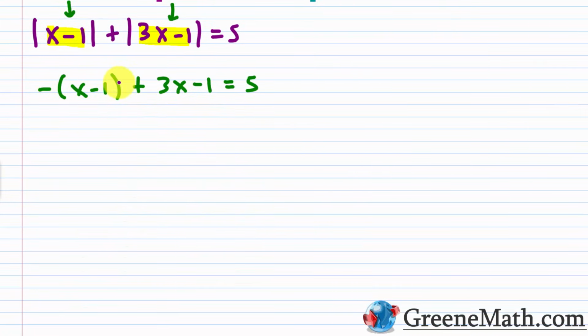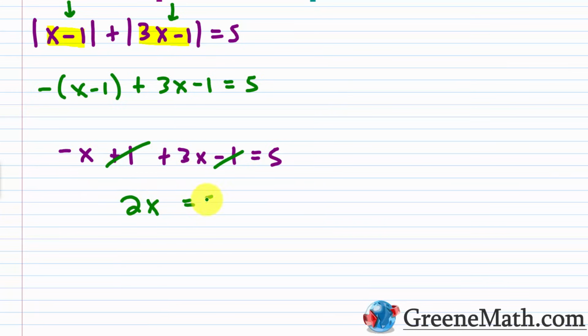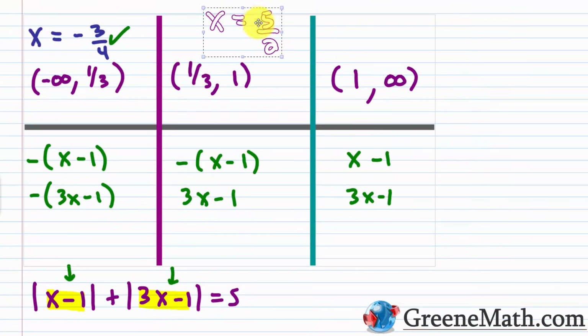So distribute the negative to each part. You have negative x and then plus 1, then plus 3x, and then minus 1 equals 5. We know that 1 minus 1 cancels, that's basically 0. So you'd have negative x plus 3x, which is 2x, and this is equal to 5. What I'm going to do from here is divide both sides of the equation by 2, and I'm going to get that x is equal to 5 halves. Now, let me erase everything. Let me paste this in.